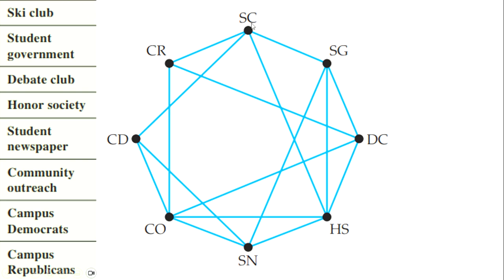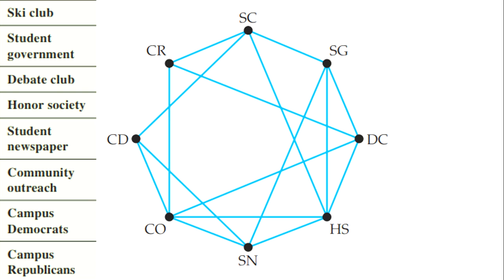Again, for instance, Ski Club is connected to Campus Republicans, Campus Democrats, Honor Society, and Student Government since they share common members. And Student Government is connected to Ski Club, Student Newspaper, Honor Society, and the Debate Club. And so on. So we have 8 vertices here with connections, and those connections mean they share a common member. So again, same procedure.